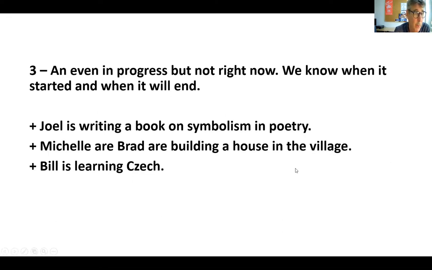All right. So now we also have it as an event in progress. That's a typo. That should be an event in progress. That's my bad. But it's not happening right now. Like we don't see it. And again, it's similar to number 2 in that we know it started here and it's going to finish sometime in the future, but we don't know when exactly. So here's one of my examples. Joel is writing a book on symbolism in poetry. All right. Joel is writing a book on symbolism in poetry.